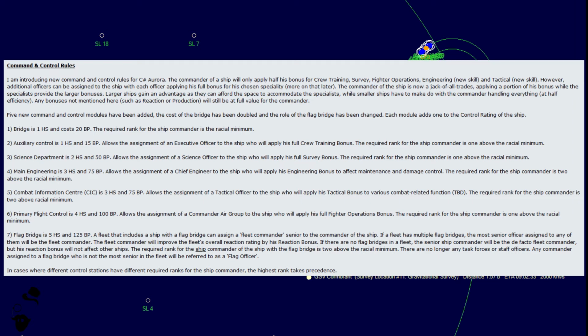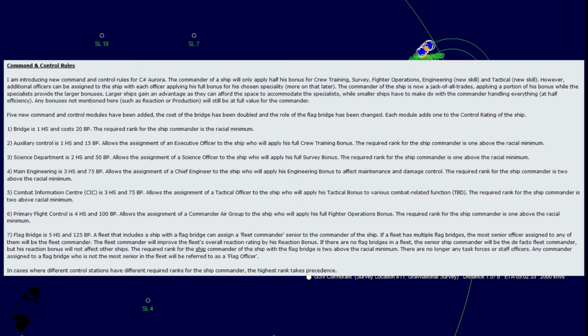Larger ships get an advantage as they can afford the space to accommodate the specialists, while smaller ships have to make do with the commander handling everything at half efficiency. Any bonuses not mentioned here, such as reaction or production, will still be at full value for the commander. So, we have 5 new command and control modules. The cost of the bridge has been doubled and the role of the flag bridge has been changed. Each module adds 1 of the control ratings for the ship.